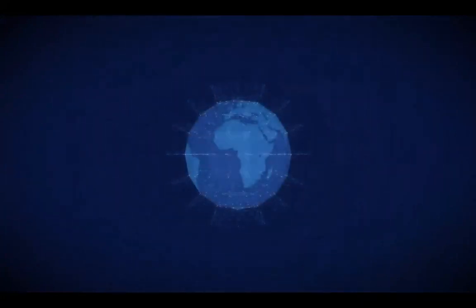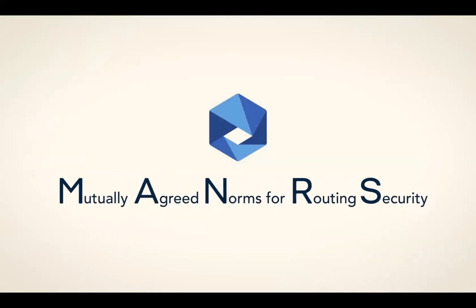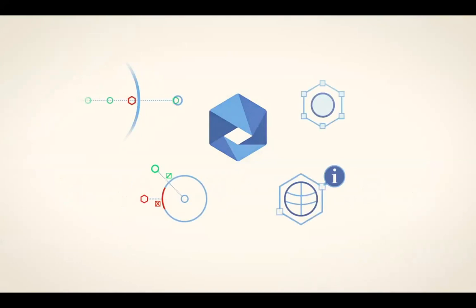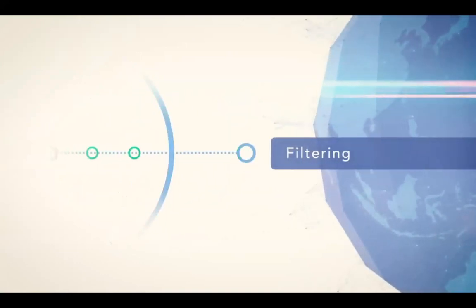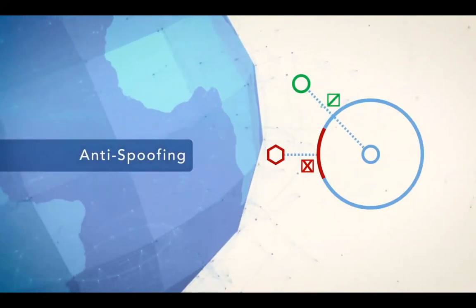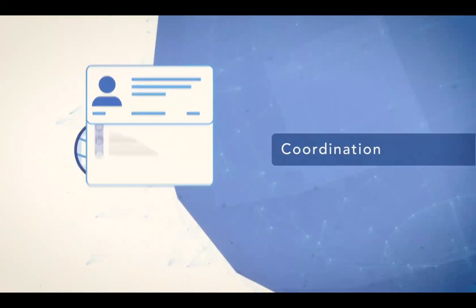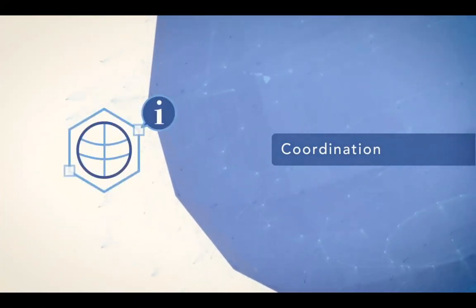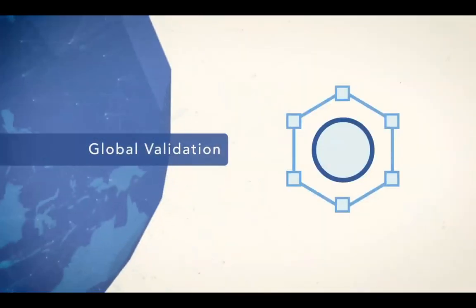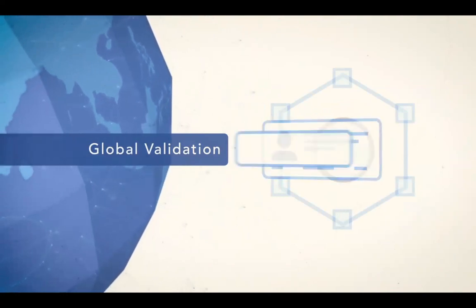If you run a network, you have a responsibility to fix the routing infrastructure. We can do something to tackle these issues and secure the internet's core routing system together. Join us in implementing MANNERS, or mutually agreed norms for routing security. MANNERS provides four simple but solid actions that provide crucial fixes to reduce the most common routing threats. These are filtering, making sure your and your customers' routing announcements are correct stops false routing announcements from distorting the internet roadmap. Anti-spoofing, enabling source address validation prevents spoofed packets from entering or leaving your network. Coordination, maintaining globally accessible contact information in common places, such as the Peering DB, RIR Whois databases, and your own website. And global validation, publishing your data, including your routing policy and prefixes you intend to advertise, so your routing information can be validated by third parties.